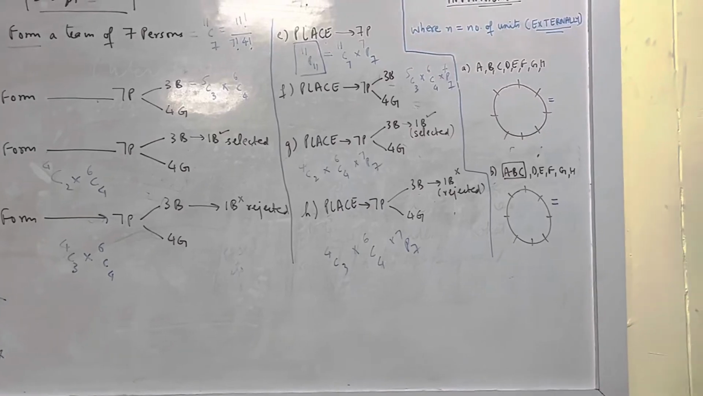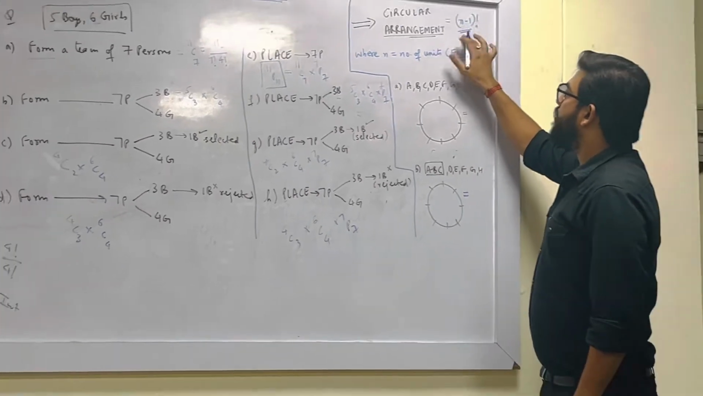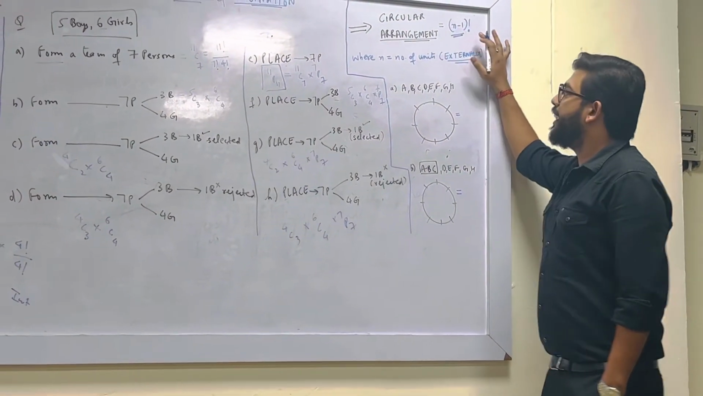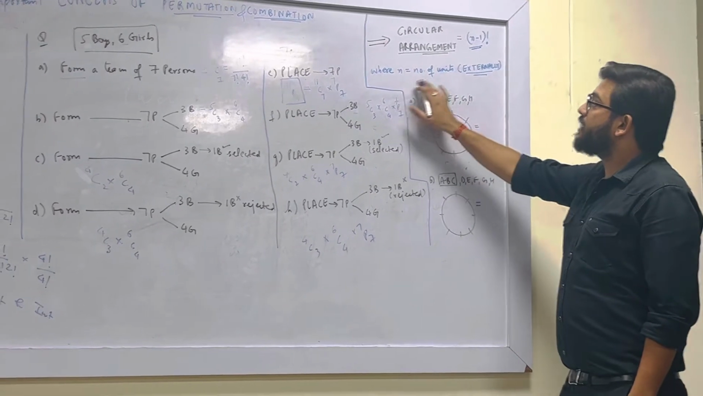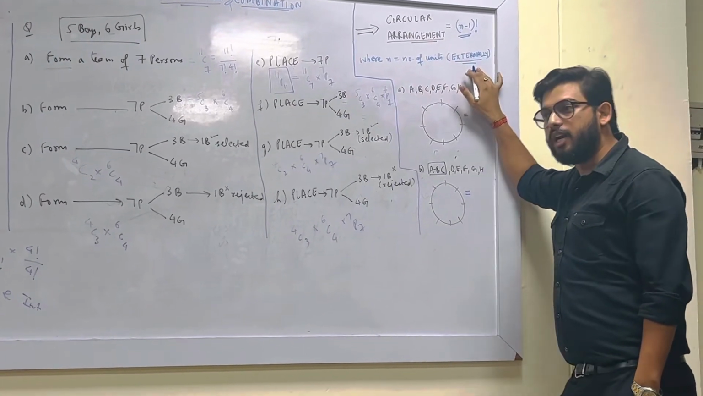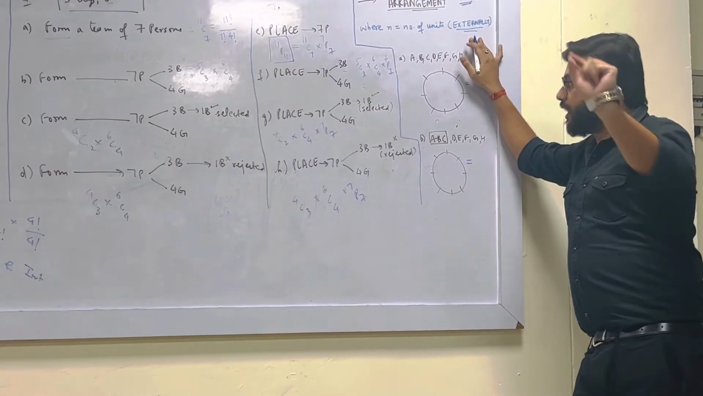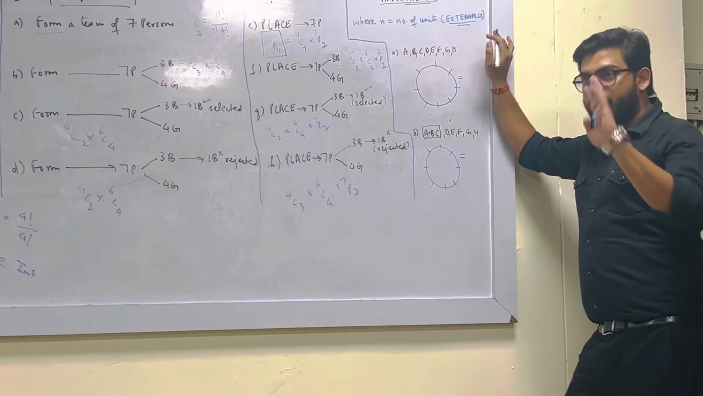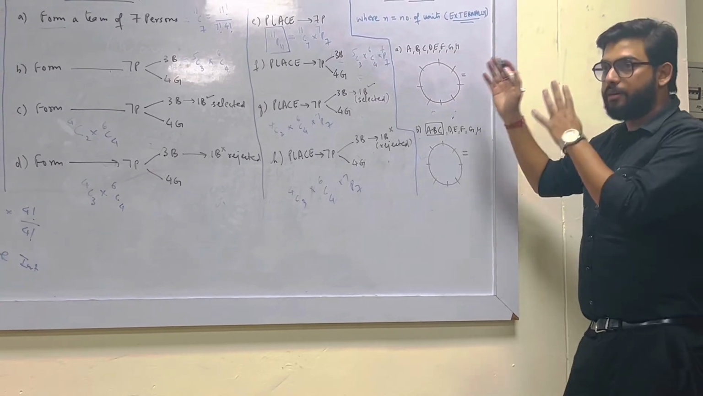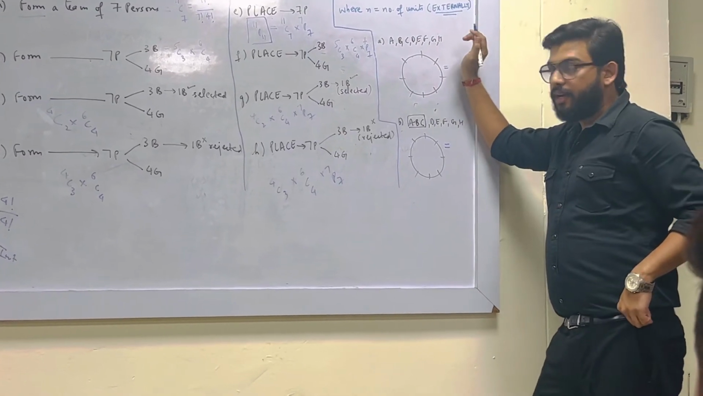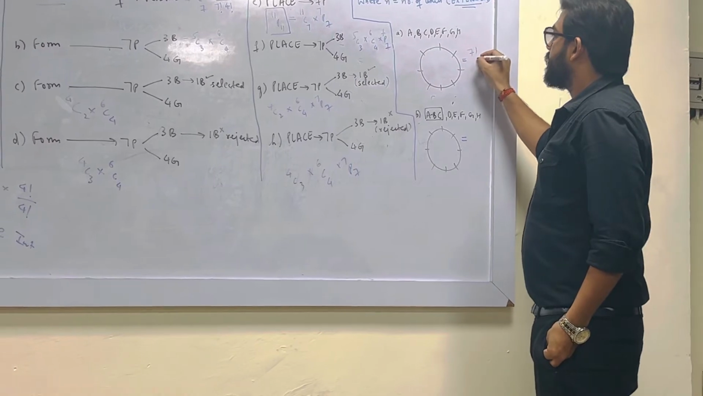Last part of it, circular arrangement. It is always n-1 factorial, right? n-1 factorial. What is n? N is the number of units from external point of view. Now, A, B, C, D, E, F, G, H, 8 people in circle. We got to seat them all, right? 8 spaces we have. Answer will be 7 factorial.